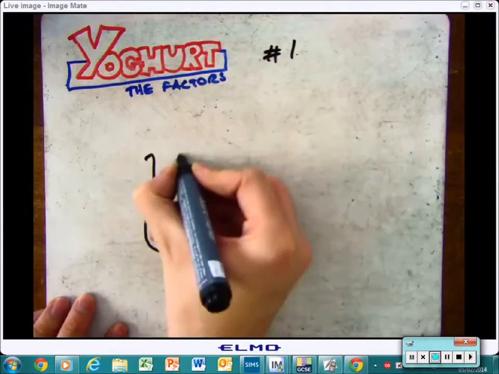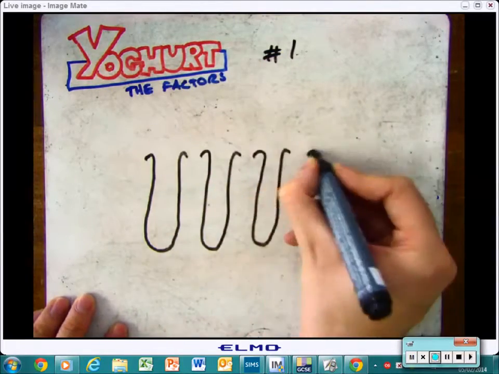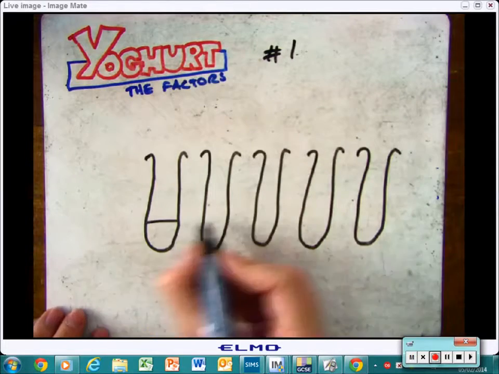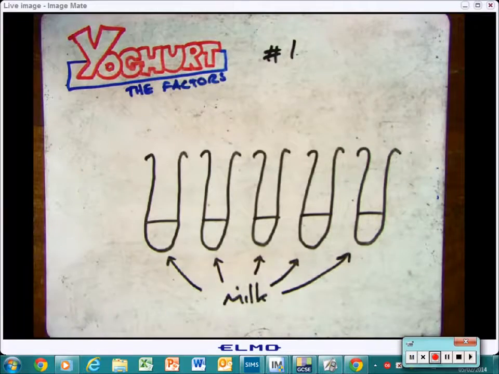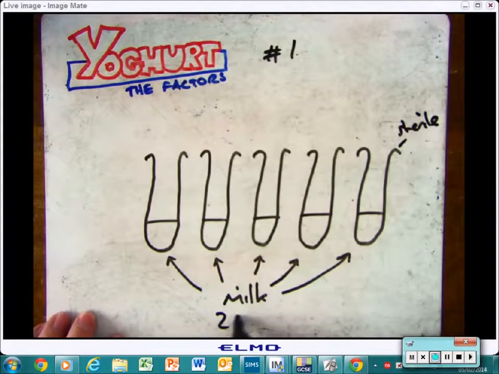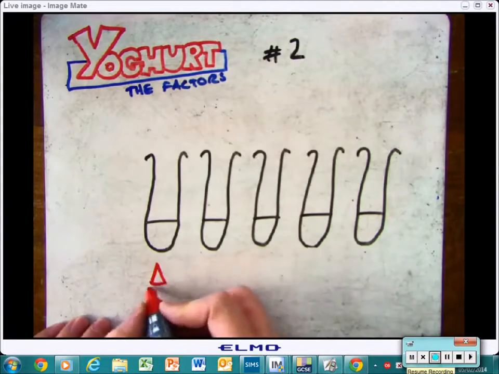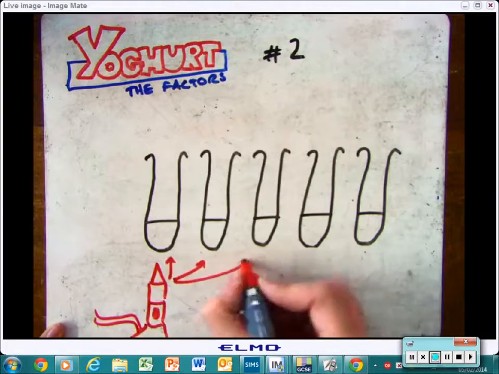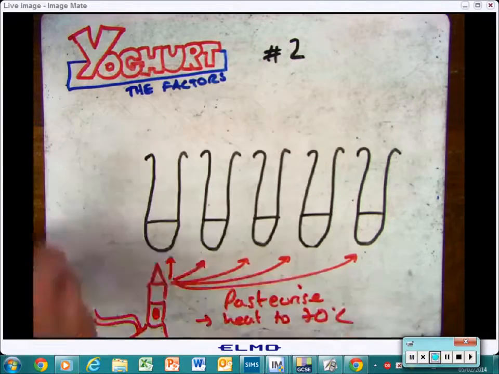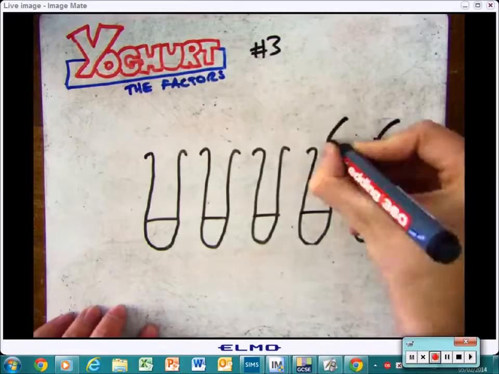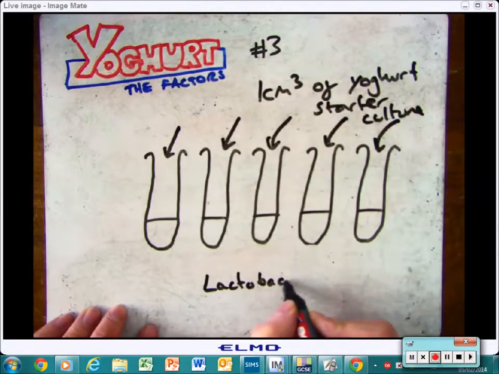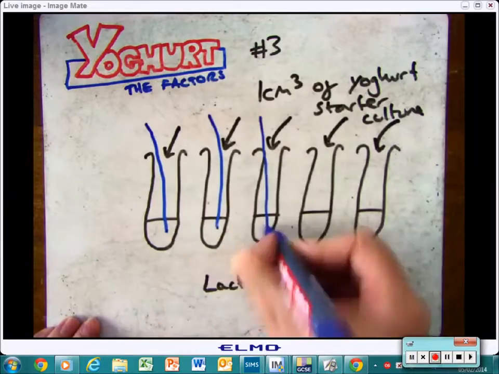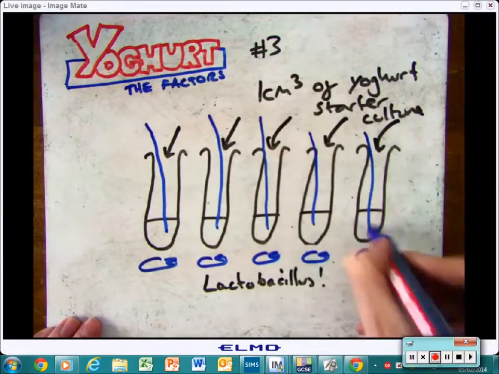You'll also be asked to investigate the effect of different factors on yogurt making, so in particular how temperature affects yogurt production. So the first thing you do is you add 25 cm³ of milk to 5 sterile boiling tubes. You then pasteurise the milk. Remember, that's by heating it up to about 70 degrees and leaving it to cool. You then add 1 cm³ of the yogurt starter culture, which is the lactobacillus bacteria. Add that to each of the boiling tubes and then stir gently.